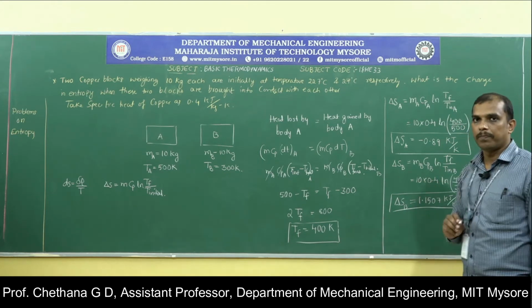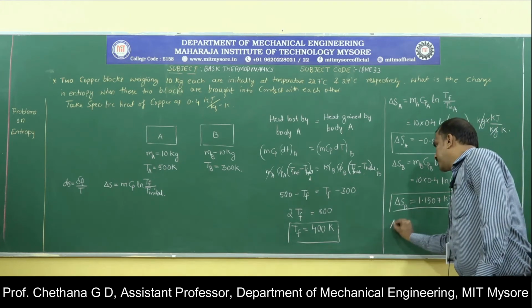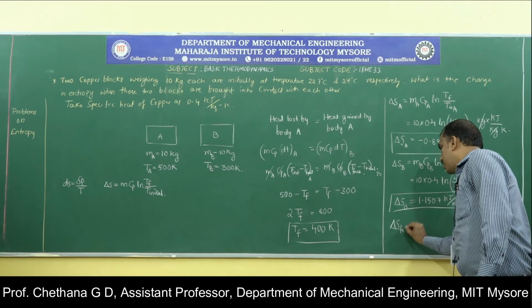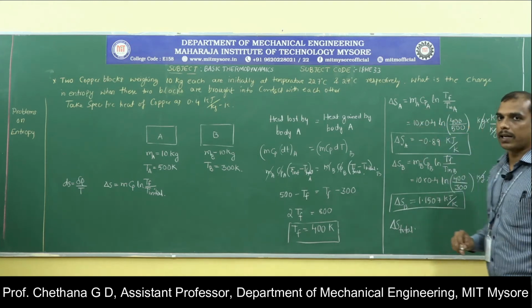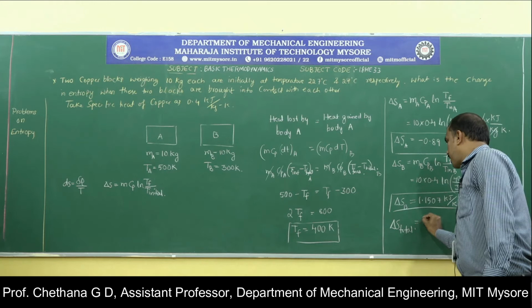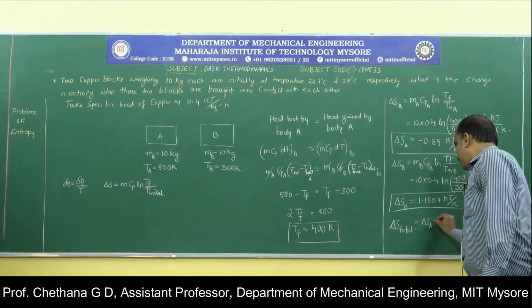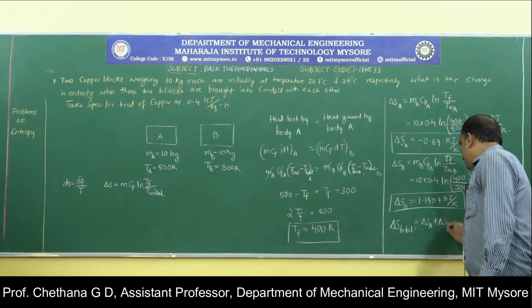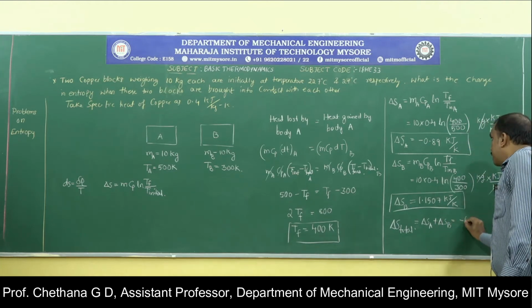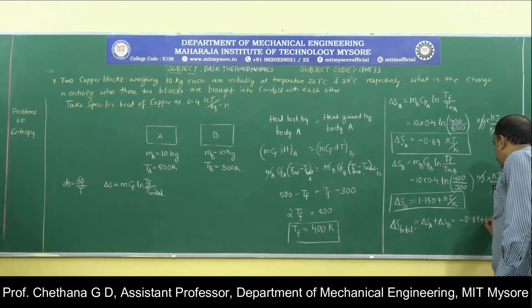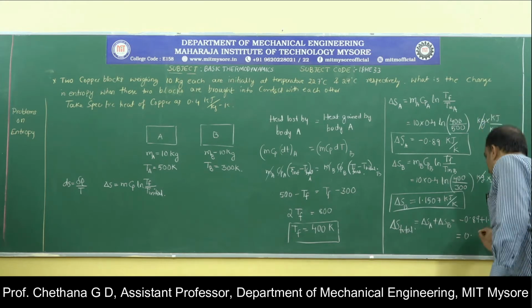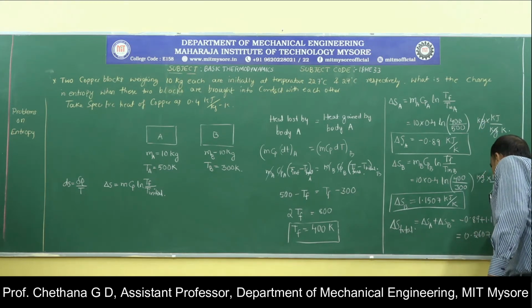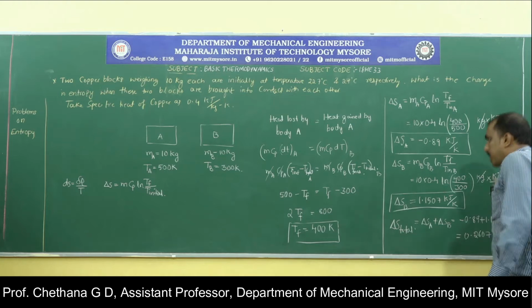Now similarly you go for change in entropy of the universe, that is for body A and body B you have calculated. For both the systems, if you calculate delta S A plus delta S B, what we get is minus 0.8900 plus 1.1507. Delta S total is 0.2607. So unit once again kilojoule per Kelvin.